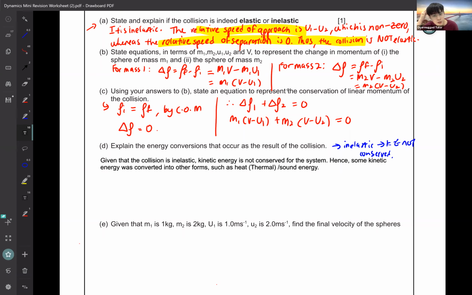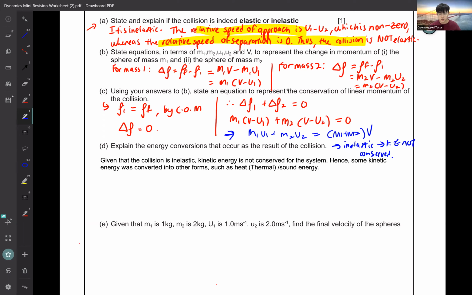So I got another question. Can I write M1U1 plus M2U2 is (M1 plus M2)V for part C? Yes, can. That's valid. If you do write that, it's the same. They're equivalent to one another. On the left hand side, I have total initial momentum. On the right hand side, I have total final momentum. Yeah, that's accepted.